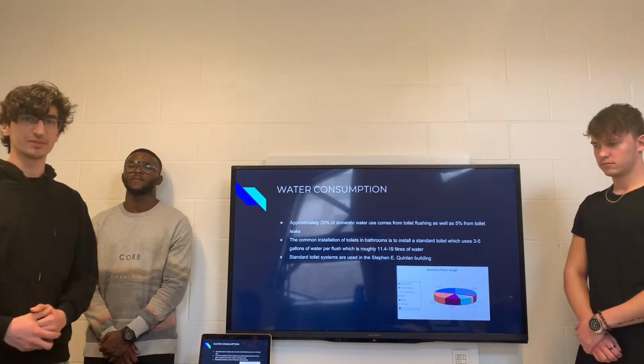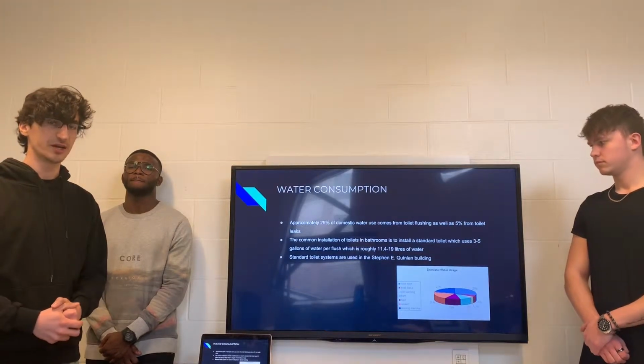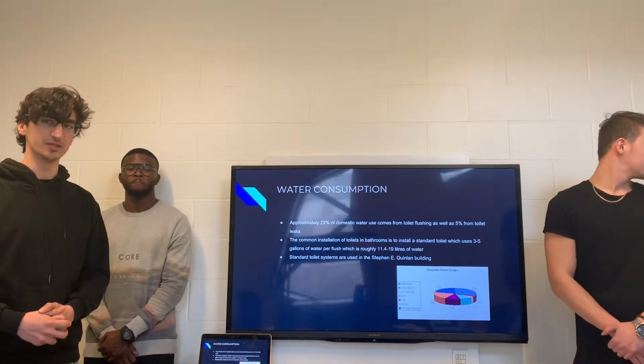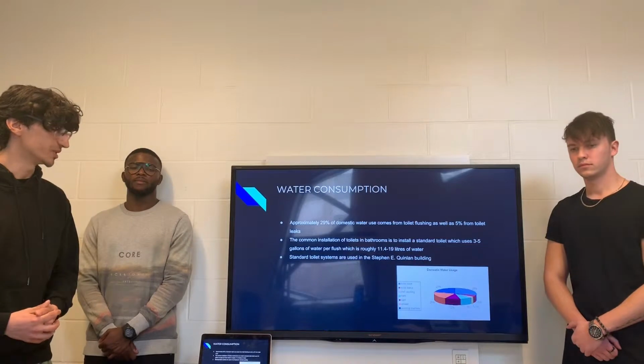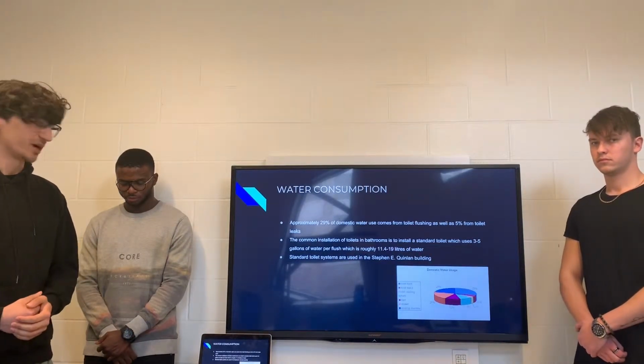So approximately 29% of domestic water use comes from toilet flushes, as well as 5% from toilet leaks. And in the case of the SEQ building, it uses standard toilets which consume about 3 to 5 gallons of water per flush.